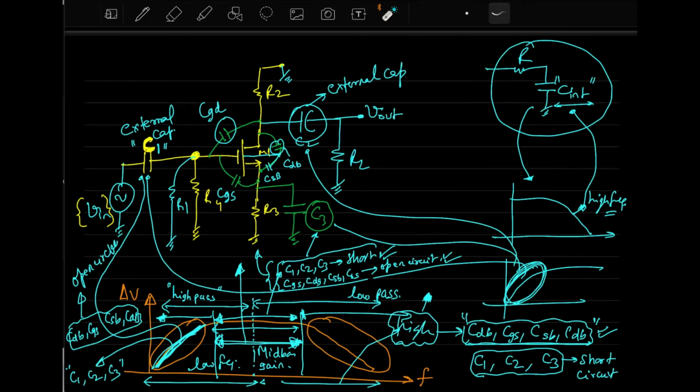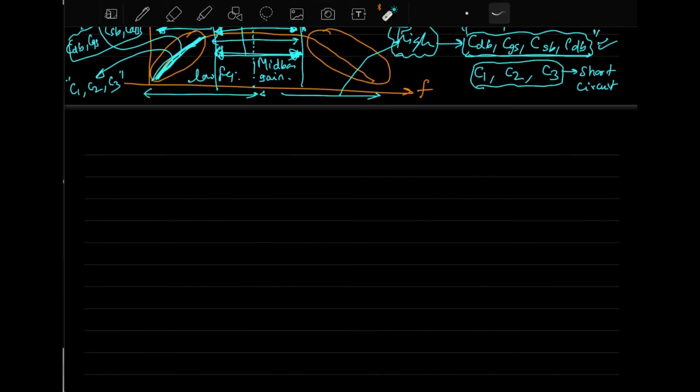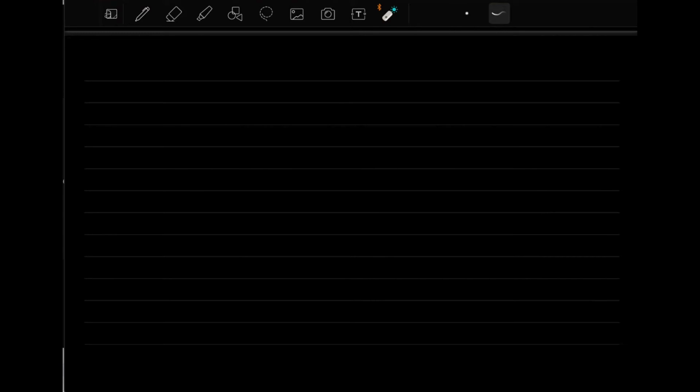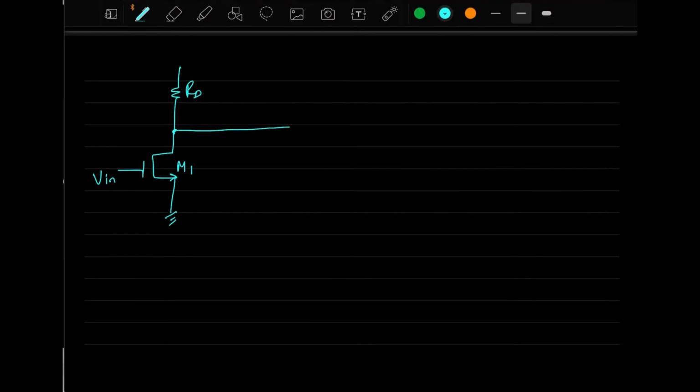Okay, so this is one of the practical ways of understanding how this particular type of architecture comes into play. The second explanation is this. Let us say you have a resistance RD here, and then you have a MOSFET M1 here, and you have Vin on this side. You are connecting this particular circuit to this circuit. Let us say you are connecting like this.